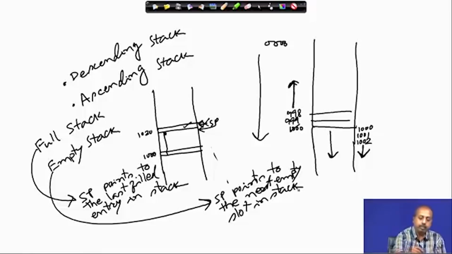If I take these two and these two into consideration, I can get 4 different types of stacks implemented: full descending stack, full ascending stack, empty descending stack and empty ascending stack. So, 4 variants can be there. The ARM processor does not restrict you to any of these variants. You can have all the 4 variants of stack, but you have to use your own instructions for doing it. You have to implement it separately. That is the only requirement, but the ARM processor will not stop you.